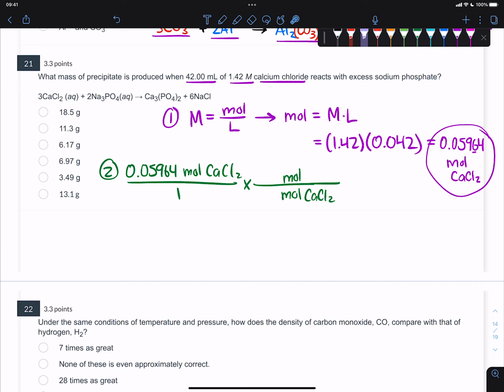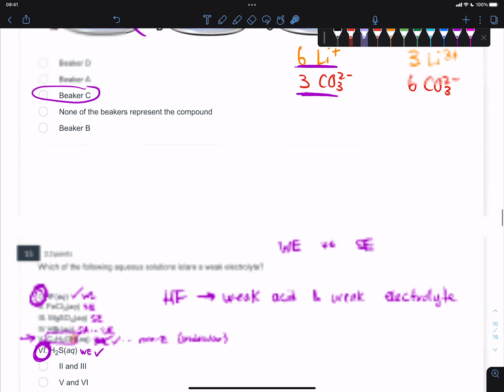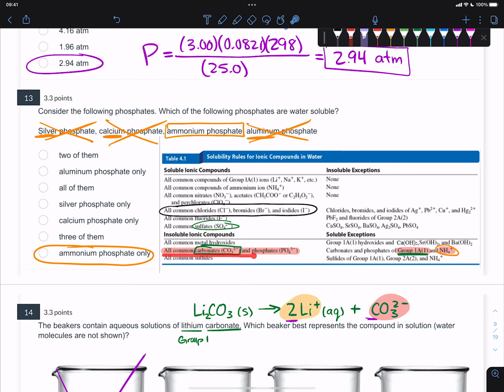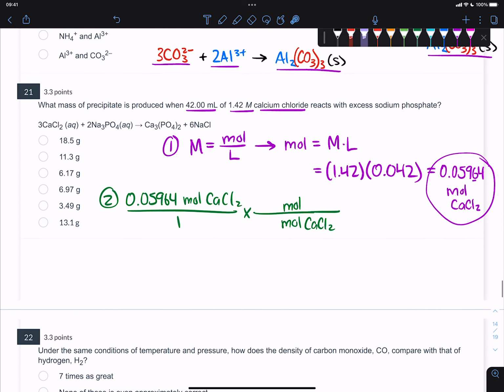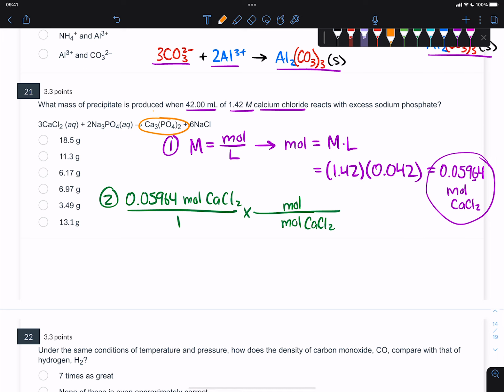So let's look at our solubility rules again. Calcium phosphate is a phosphate. Phosphates are insoluble unless it's with something from group 1 or ammonium. Calcium does not fit that. Therefore, this is our precipitate. Since that's your precipitate, that's what you're actually working toward. This question is a little tricky because you have to figure out what your precipitate even is. If you do your stoichiometry and you inadvertently put NaCl, you'll be wrong because that's not a precipitate. You need to put the right precipitate, which is calcium phosphate.